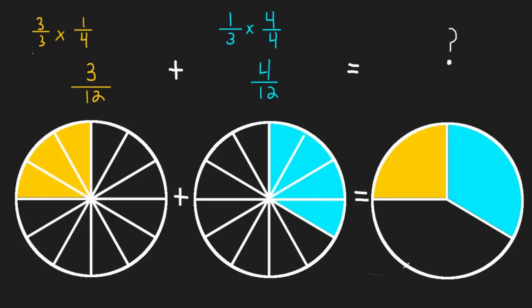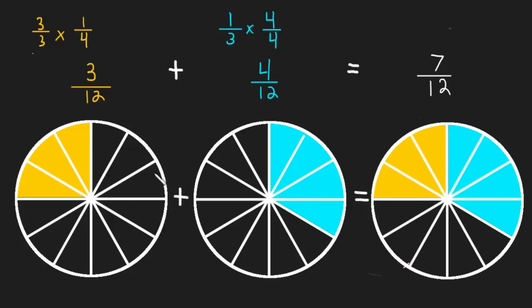Well, hey, look at that, what happened now? Now we have 3 out of 12 equally sized pieces, plus 4 out of 12 equally sized pieces. This should end up being 7 out of 12 equally sized pieces. And you can see that here. If you count these up, there's going to be 7 out of the 12 pieces.